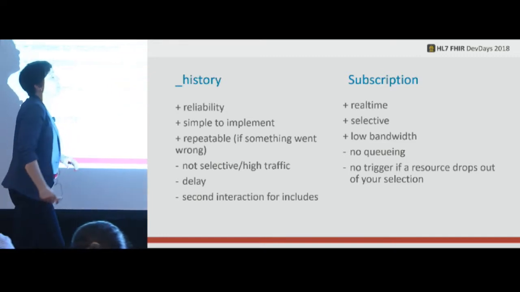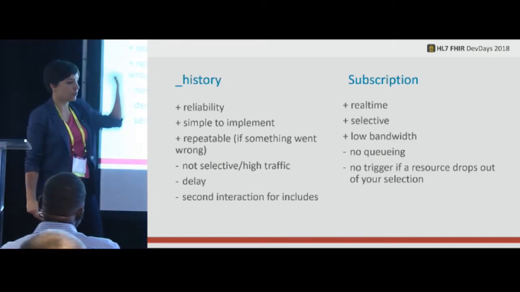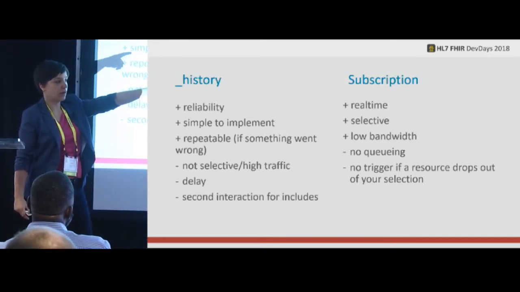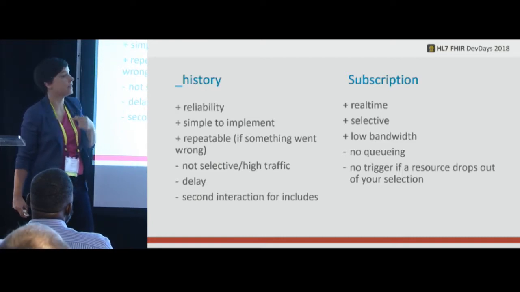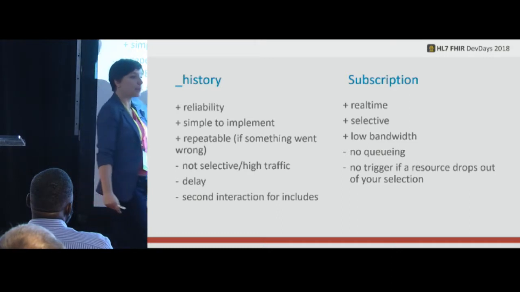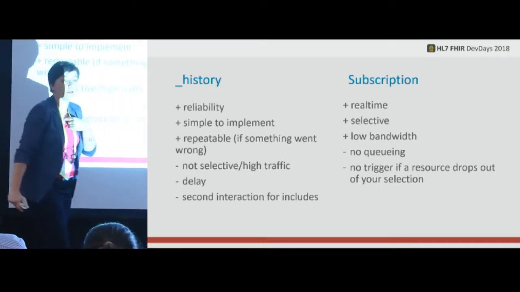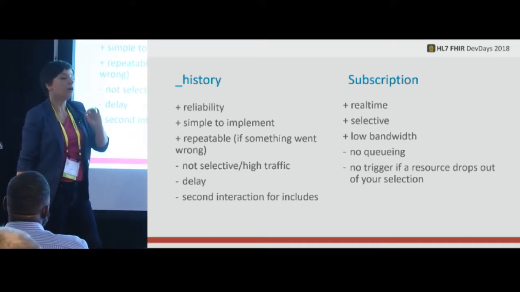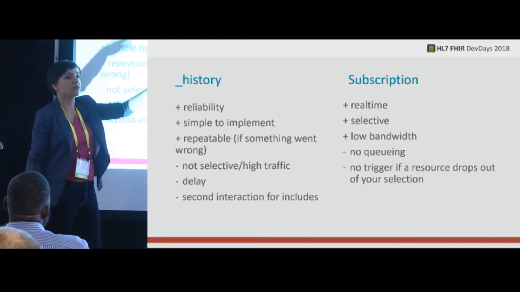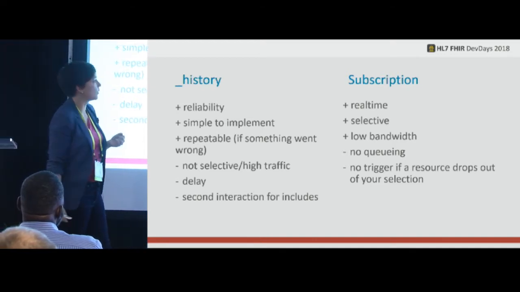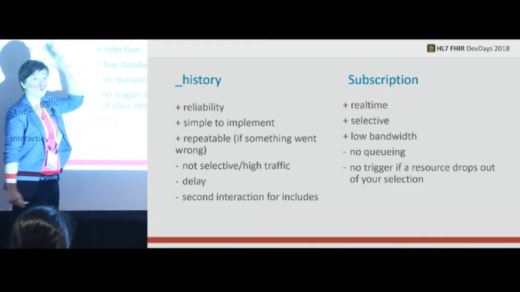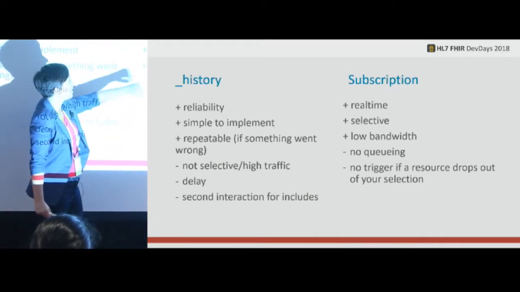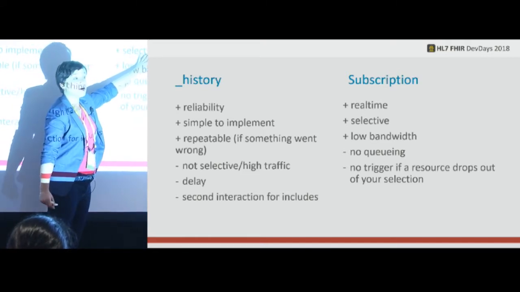By using a subscription, you will post a subscription resource on the FHIR server with a search criteria telling the server what you are interested in. And whenever anything that happens on the server matches your criteria, you will receive a ping from the server, and you know that there's new information there that you can query and retrieve, which is good because it allows some kind of real-time interaction, and it also allows you to be very selective.